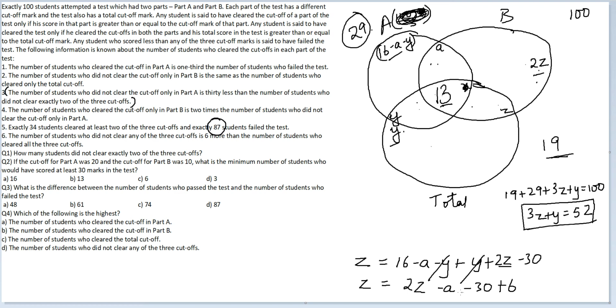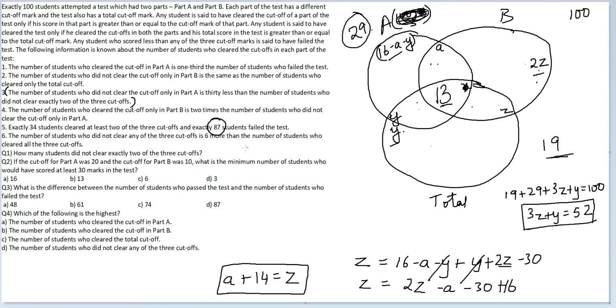Or I should have simply written it as A. Or if I take these to the other side, I will get A plus 14 is equal to Z. Minus 30 plus 16 will give me 14. I'm taking them to the left hand side and Z to the right hand side. I have one equation in A and Z also now.